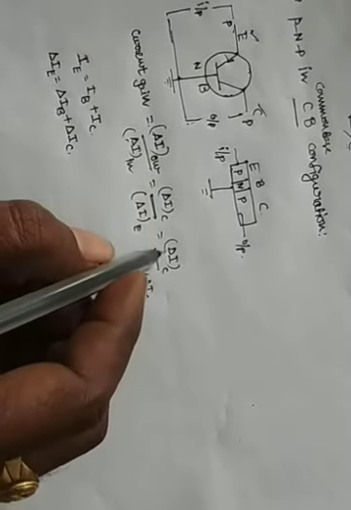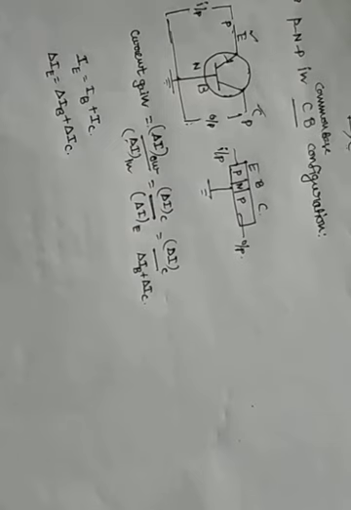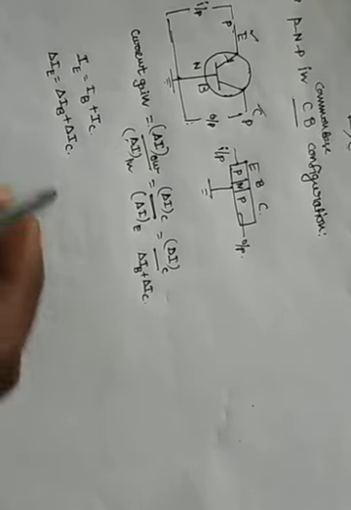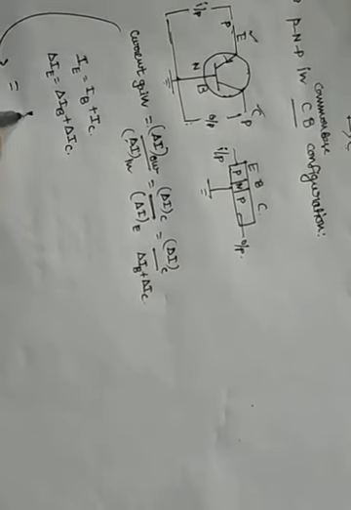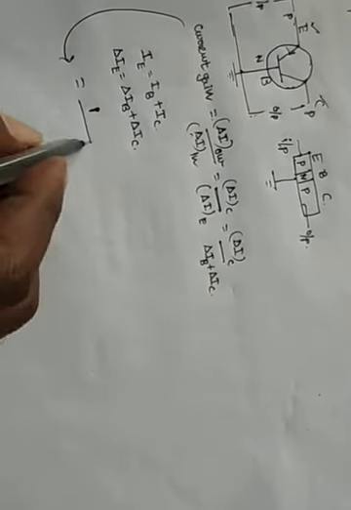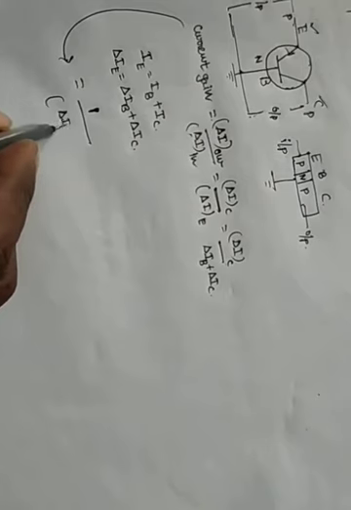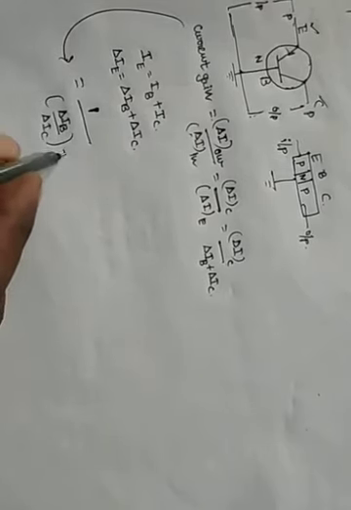Now take this one as the ratio. Then this current gain is equal to 1 by delta IB by delta IC plus 1. Delta IB by delta IC plus 1. Right.